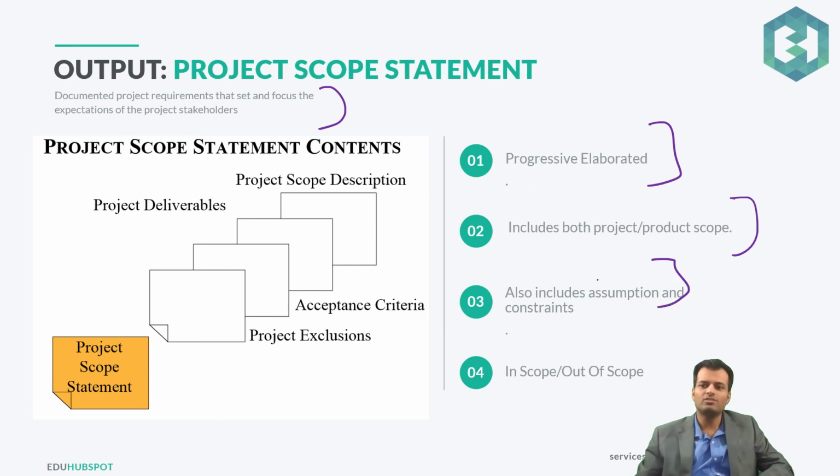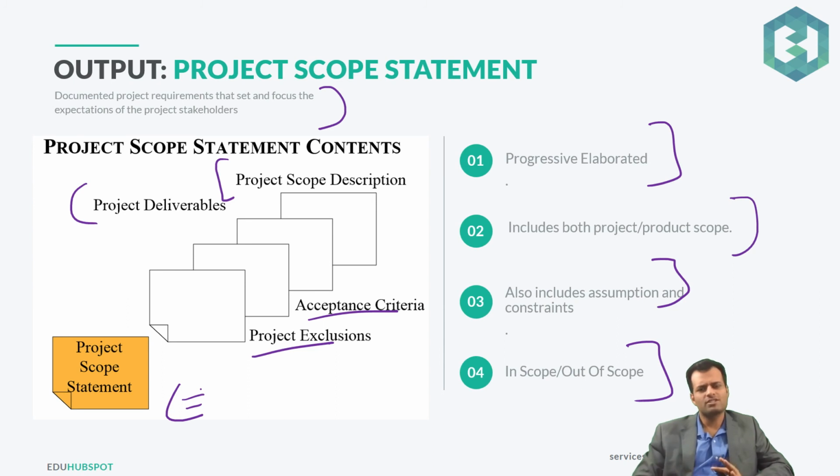It will also include the assumptions and constraints. So assumptions and constraints, this is an important topic, right? It will also tell about the in scope as well as the out of scope items. So what are the project exclusions? You will talk about the acceptance criteria, how the customer will accept that scope. So acceptance criteria would also be laid out in this. Then project deliverables, the deliverables are mentioned over here, and of course the detailed description of the project. All of these are actually the content of the project scope statement.